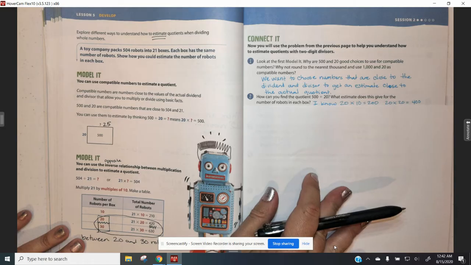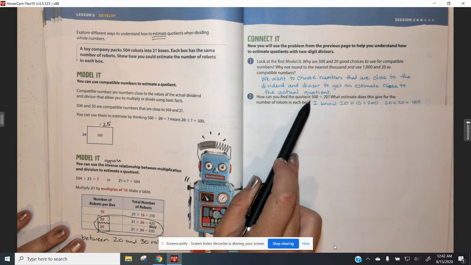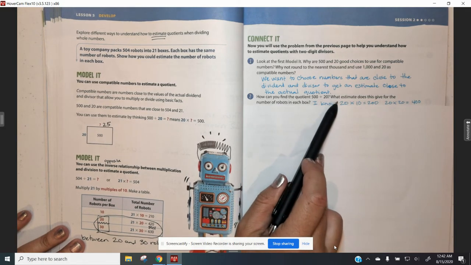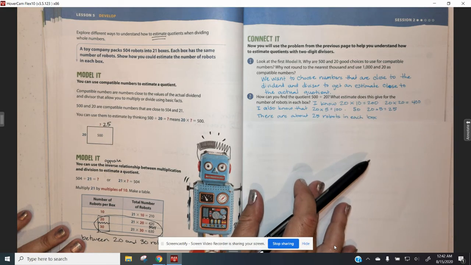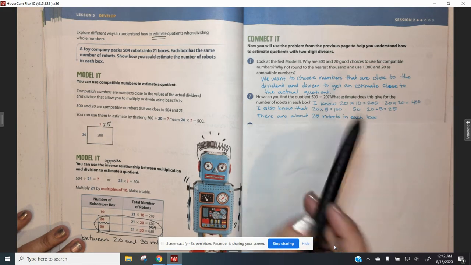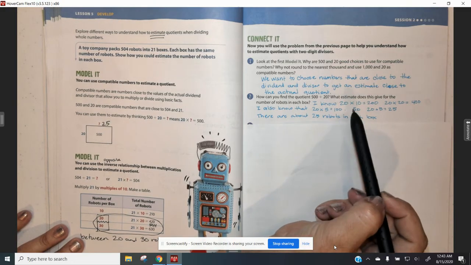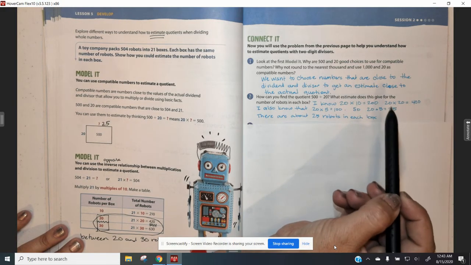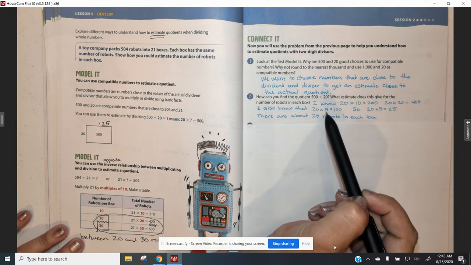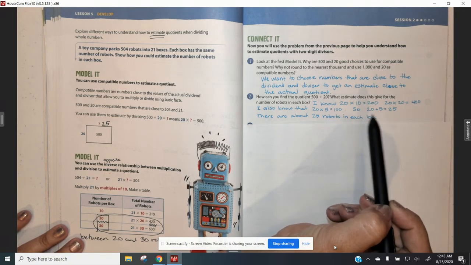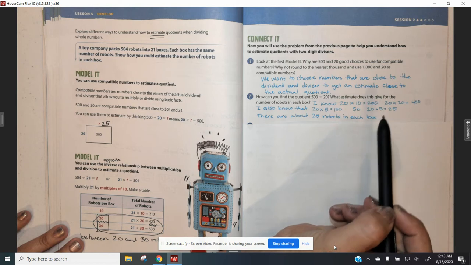Number 2 says, how can you find the quotient 500 divided by 20? What estimate does this give for the number of robots in each box? I talked about that when we worked on the last page, because I knew that 20 times 10 was 200, 20 times 20 was 400. I also knew that 20 times 5 was 100. So 20 plus 5 equals 25.